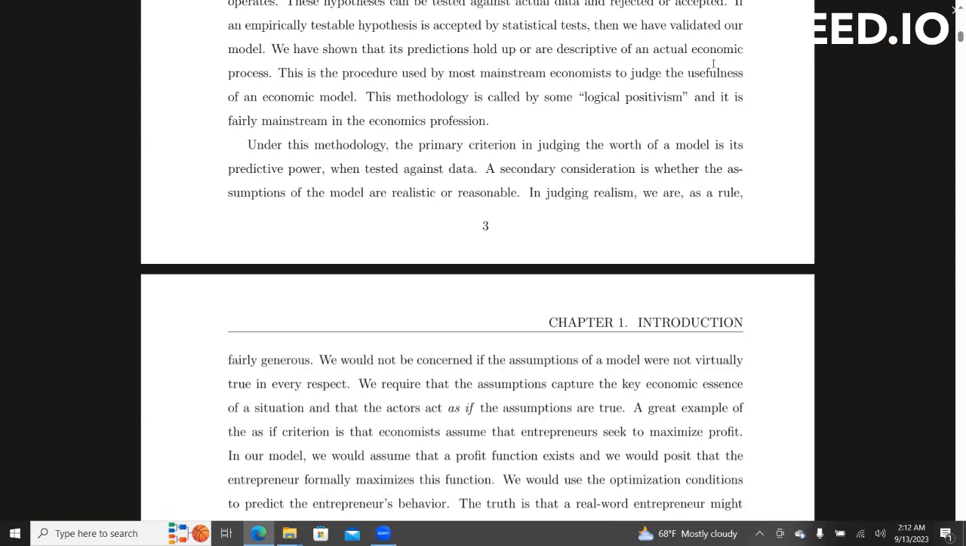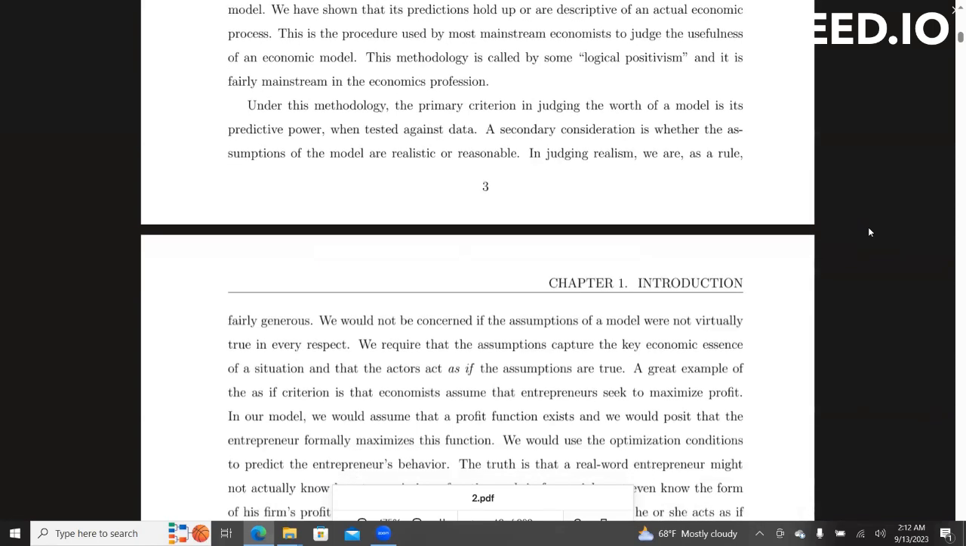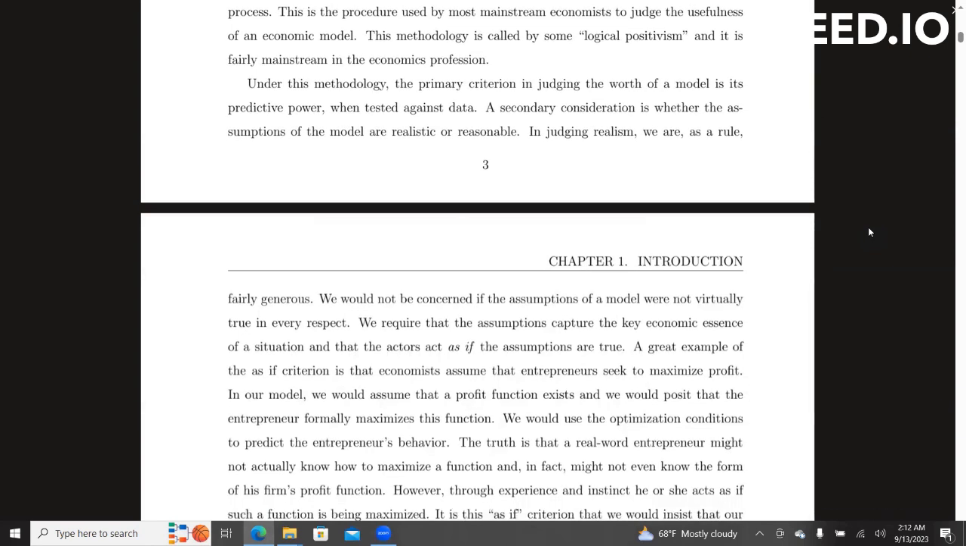So we can pick up where we left off here. This methodology is called by some logical positivism, and it is fairly mainstream in the economics profession. Under this methodology, the primary criterion in judging the worth of a model is its predictive power when tested against data. A secondary consideration is whether the assumptions of the model are realistic or reasonable.